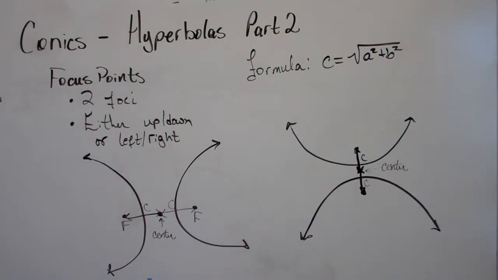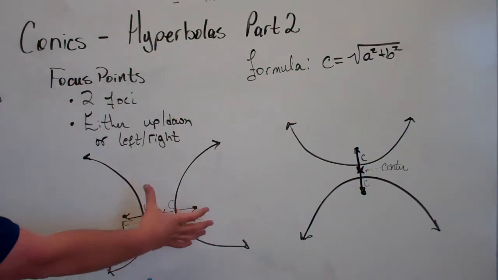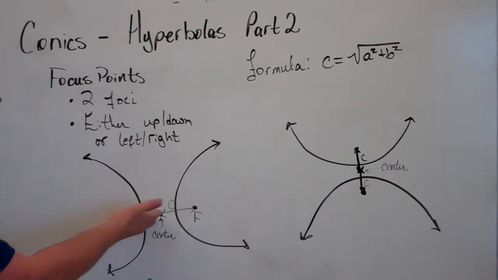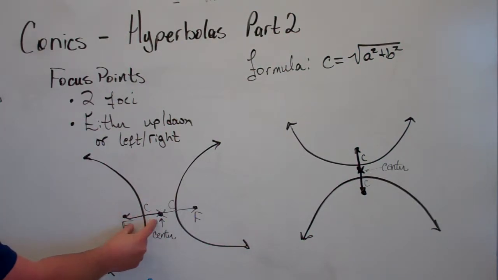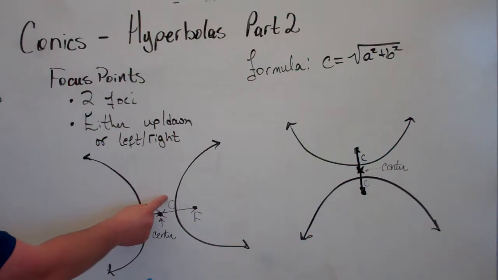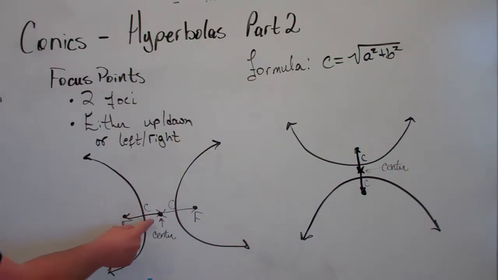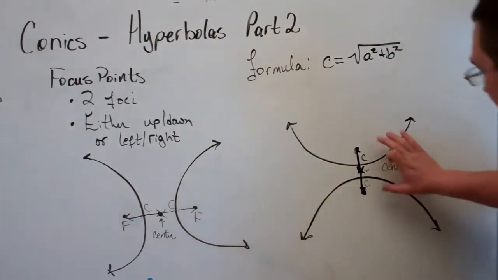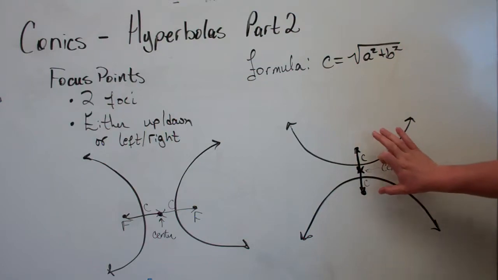Now, to determine their coordinates, if it's horizontal, like in this case, your y values will be the same because they're on the same horizontal line. But your x values will change by a value of c. To get to this one, you subtract. To get to this one, you add. It's the same thing for an up-down, except your x's are going to stay the same and your y's are going to change. All right?